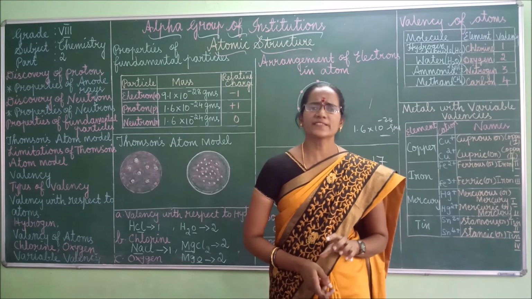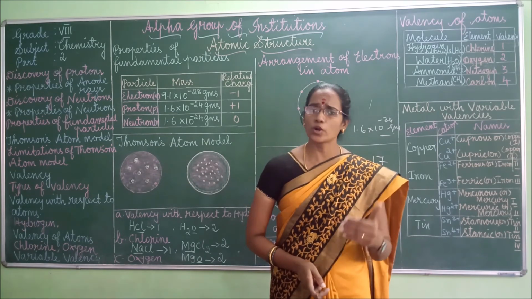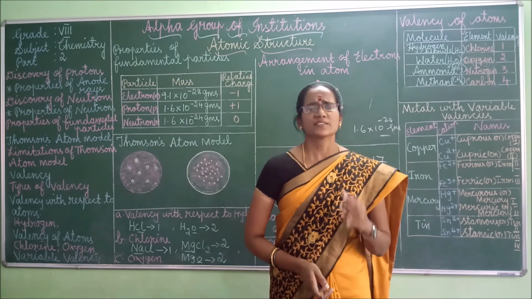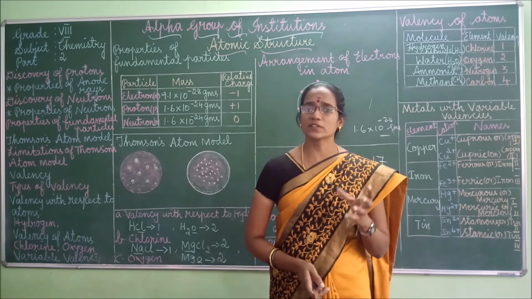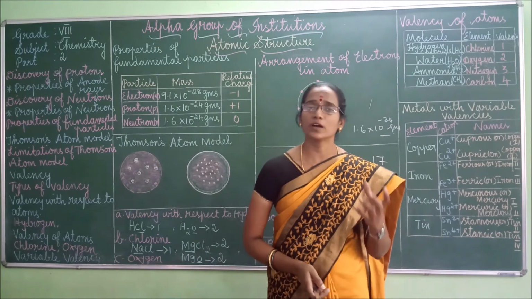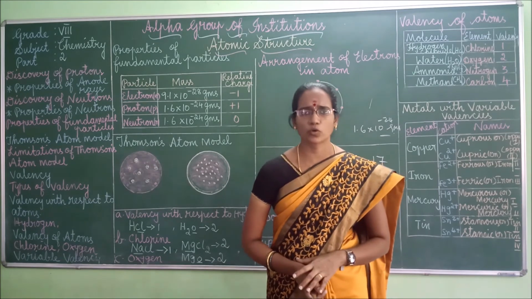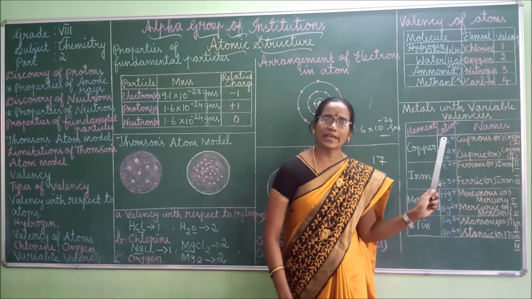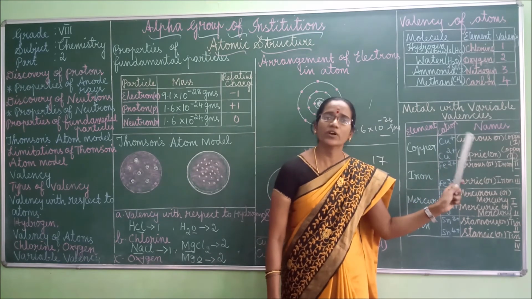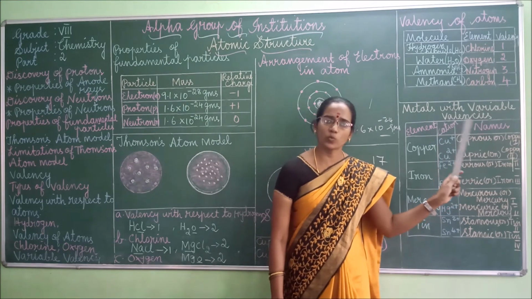So in that case, you will get 2 or more products. For this, sometimes we can mention those products in Roman numerals also. And here variable valency means what? Atoms of one element combine with atoms of another element to form more than one product.